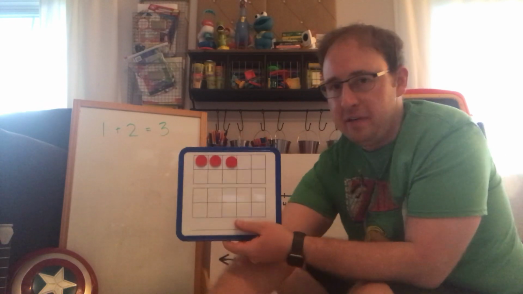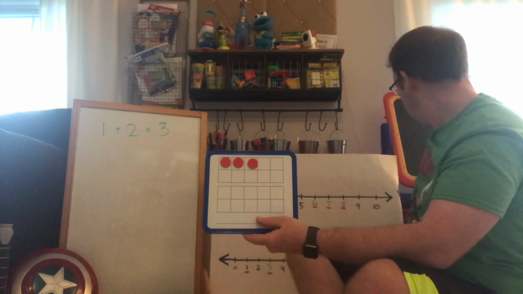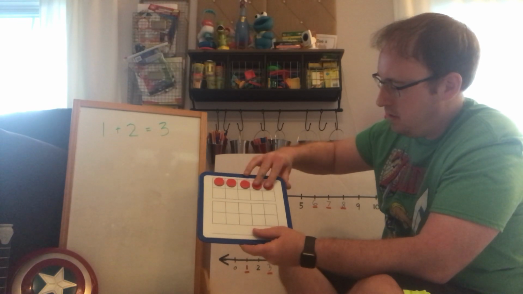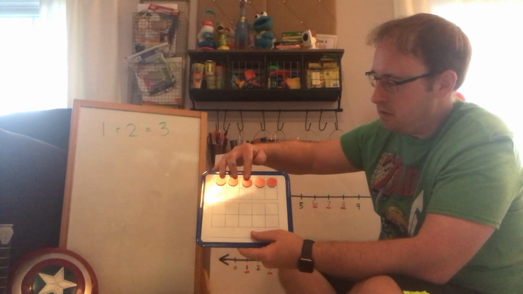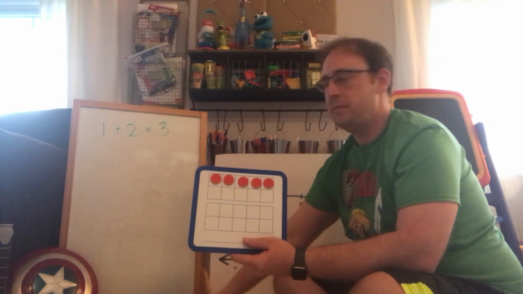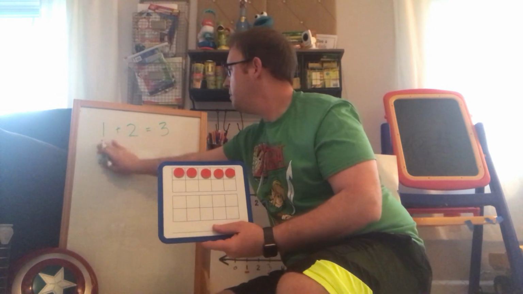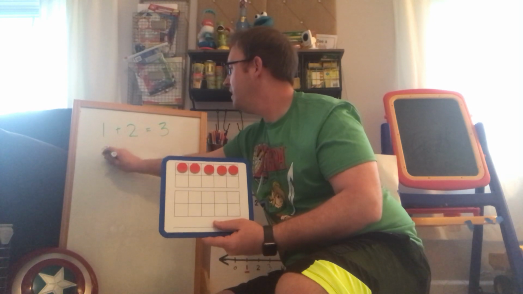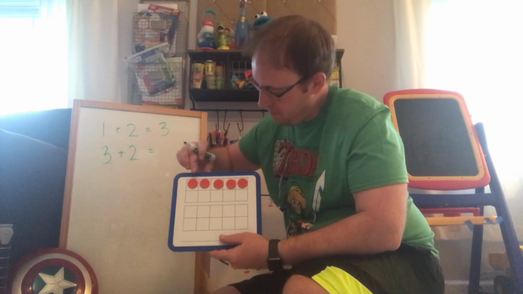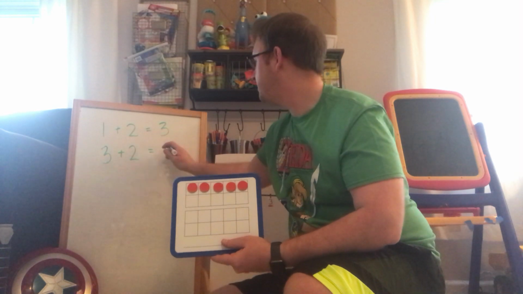Let's keep playing. So we're at 3. I rolled my dice. I got 2. Get my 2 counters. Add 2 more. Again, I started with 3. I added 2 more. So if I'm keeping track by using addition sentences, I start with 3. I'd add the 2. Let's count. 1, 2, 3, 4, 5. That's 5 in all.